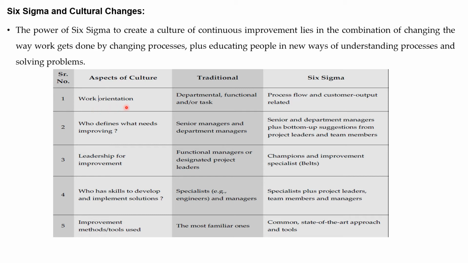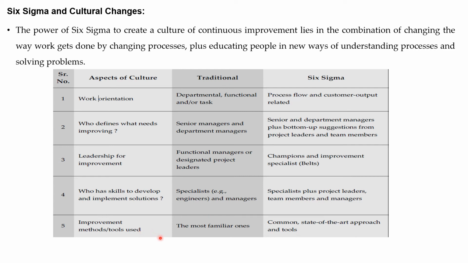Now we will see work orientation. For work orientation, traditional means departmental, functional or task oriented, but Six Sigma is process flow or customer output related. What needs to be improved? In the traditional approach, senior managers or department managers take the decisions. But in Six Sigma, the same senior and departmental managers, but suggestions from the bottom up from project leaders and team members are also considered. For leadership, traditionally it is functional managers or designated project leaders, but in Six Sigma it is champions, improvement specialists, green belts and black belts. They give the training and we have to complete particular projects. For skills, specialists like engineers and managers implement the solution, but in Six Sigma it is project leaders, team members and managers.